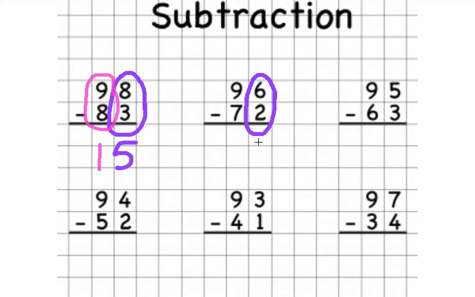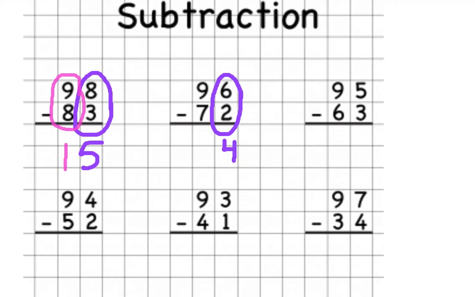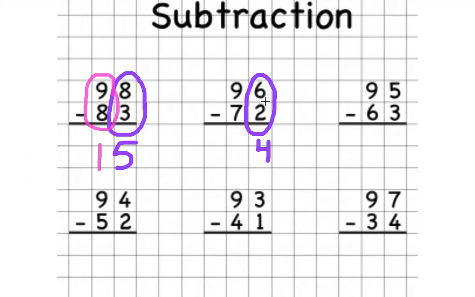And 6 minus 2 is 4. Now we can move on to my tens place because we already did my ones place. And now we just have 9 minus 7, and 9 minus 7 is super duper easy. It's just 2. So that means 96 minus 72 is 24. My difference, my subtraction answer, is 24.